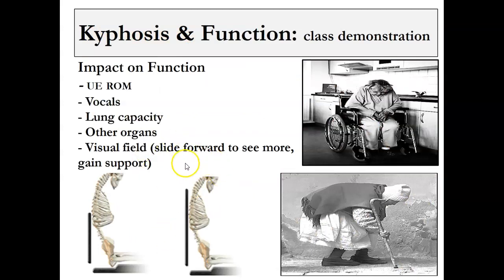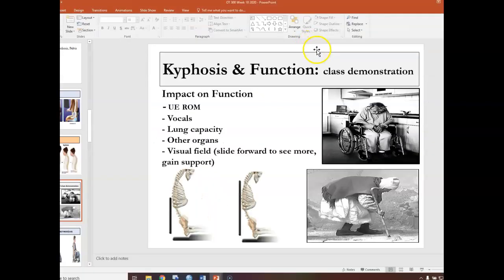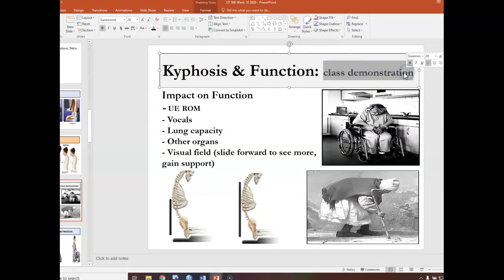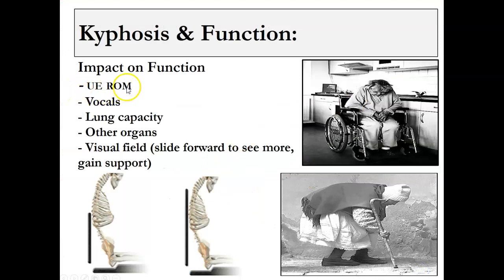So why is kyphosis a bad thing? Can't really demonstrate it because we're not doing that in class. But it impacts a lot of different things around function. Your upper extremity range of motion. You can't lift your shoulders as much if you're all hunched over. It limits how high you can lift your shoulders, how high you can reach into the cupboard, how high you can function with your shoulders.